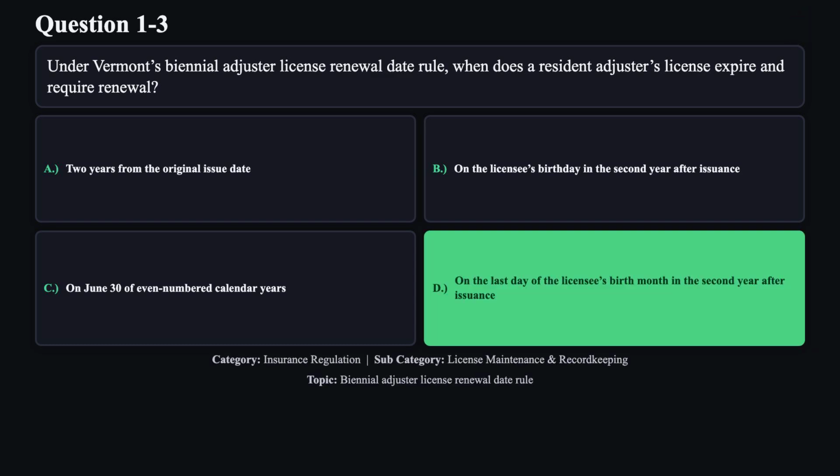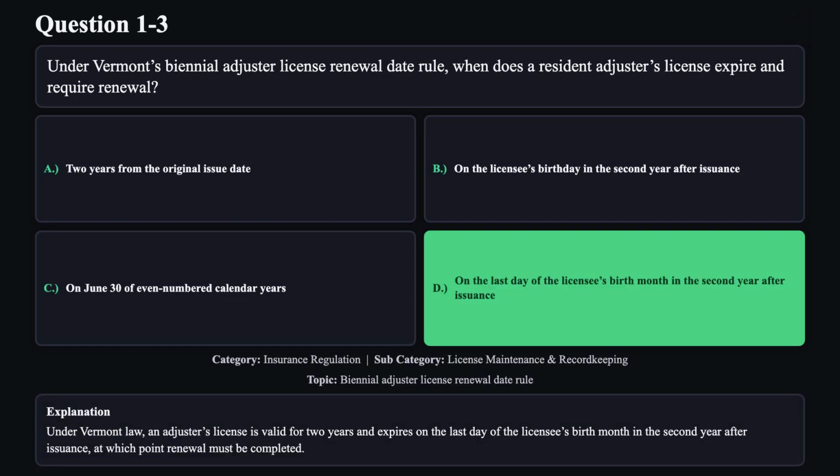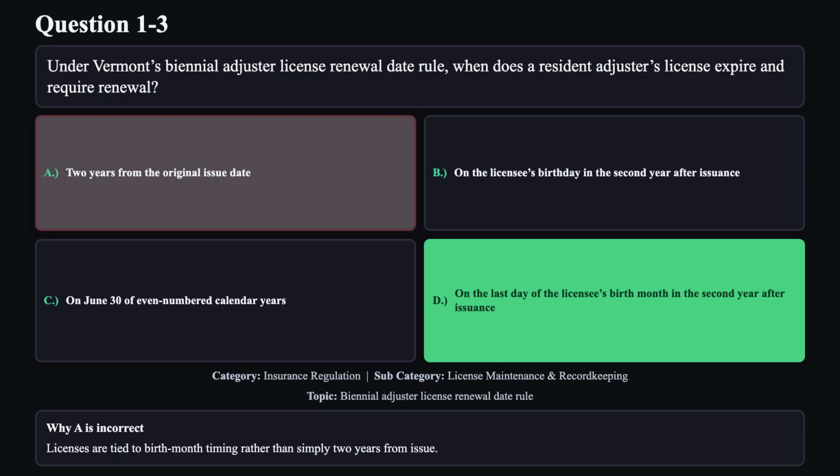The correct answer is D. Under Vermont law, an adjuster's license is valid for 2 years and expires on the last day of the licensee's birth month in the second year after issuance, at which point renewal must be completed. Reason A is not correct. Licenses are tied to birth month timing rather than simply 2 years from issue.